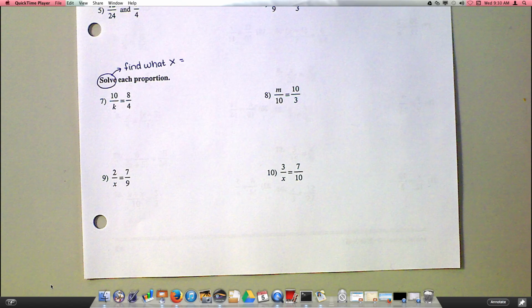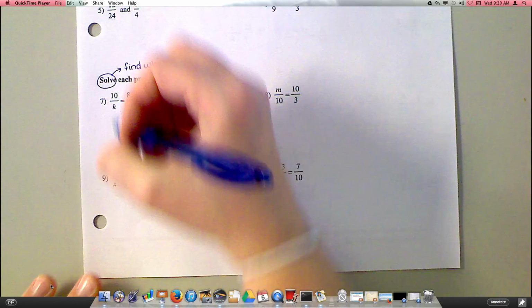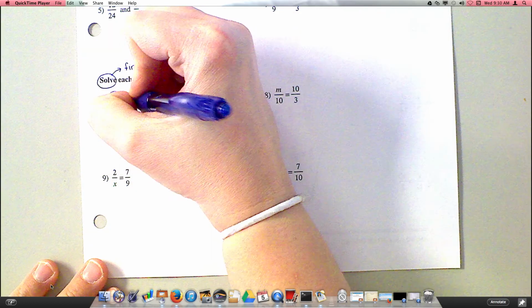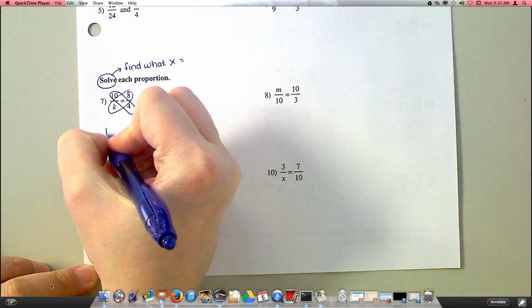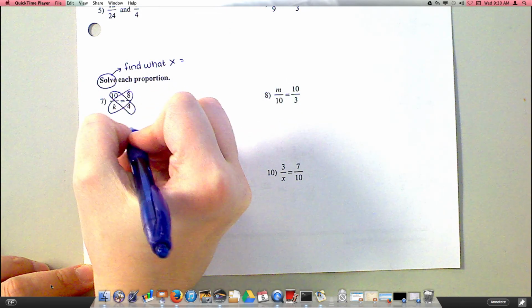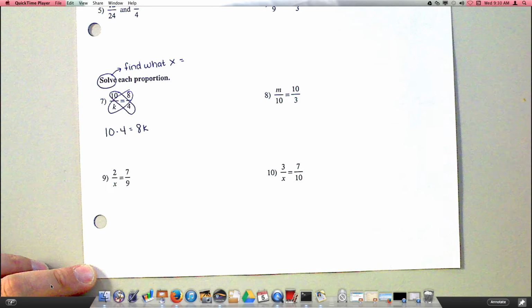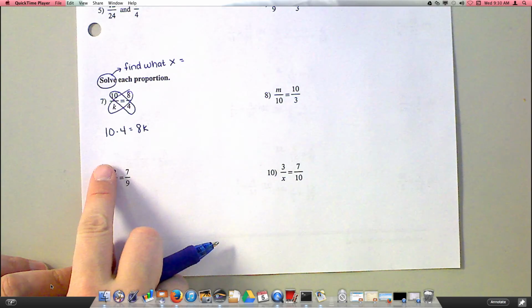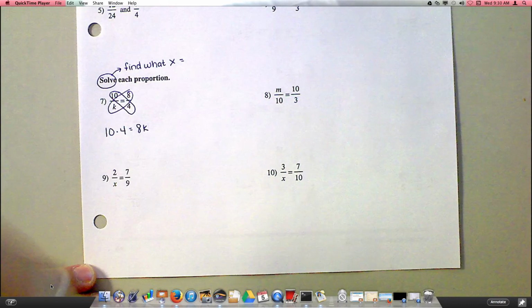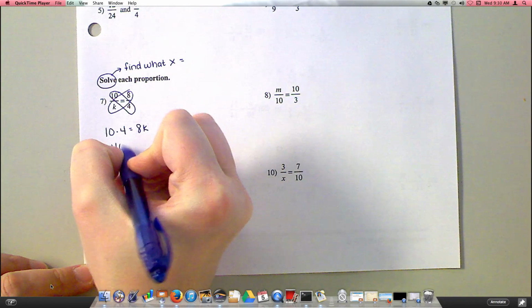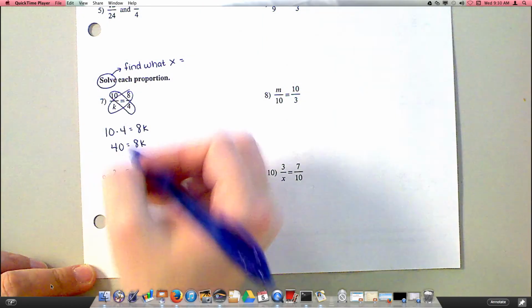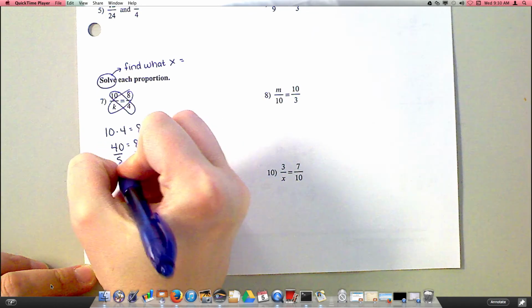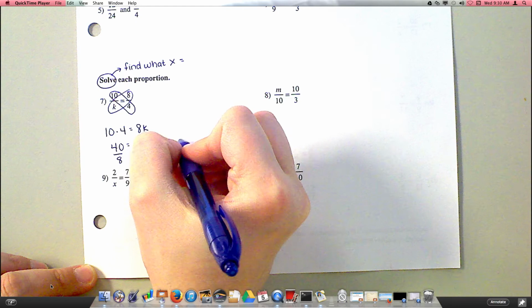I'm starting you with easy ones. You must write it out this way. We know that the cross products need to be equal. So we know that 10 times 4 has to equal 8 times k. So what I'm going to write down is 10 times 4 has to equal 8k. And if you wanted to, you could have just written 40. You don't have to write 10 times 4 and then write 40. You could have just done 40 equals 8k. And then what would I do to solve that? Divide by 8, right? Divide by 8, divide by 8. And I end up with k equals 5.